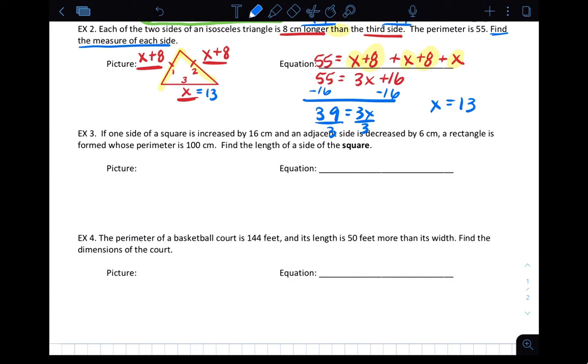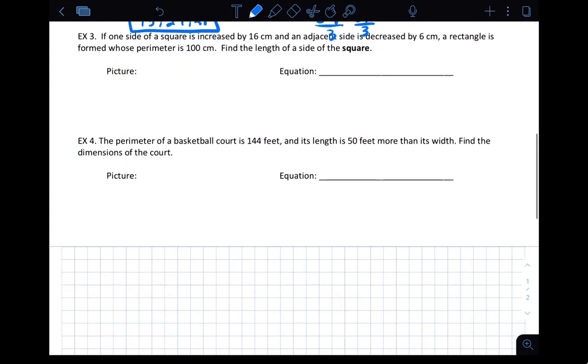So if x is 13, then I'm going to go ahead and plug that in or substitute it in for this x. And I'm going to have 13 plus 8 here, and I'm also going to have 13 plus 8 on this side. Side 1, 13 plus 8 is going to be 21. Side 2, 13 plus 8 is 21, and side 3 is 13. The dimensions of my triangle are 13, 21, 21. Let's look at our next example.